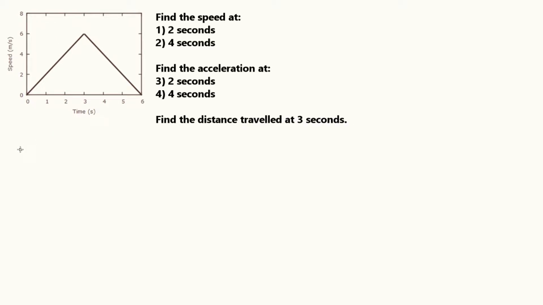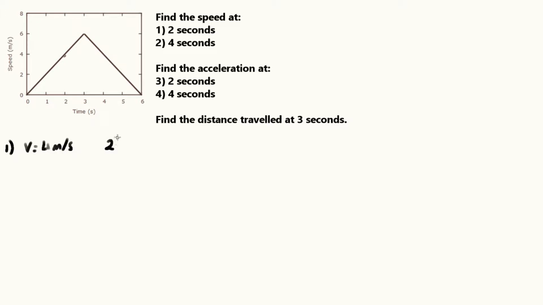Let's do an example. Here we have a speed time diagram that has at first an increasing speed and then a decreasing speed. Firstly, we've got to list the speeds at 2 and 4 seconds. We'll start with question 1. At 2 seconds, we can trace up the graph and we can see that our line corresponds to a speed of 4 meters per second. Very simple.